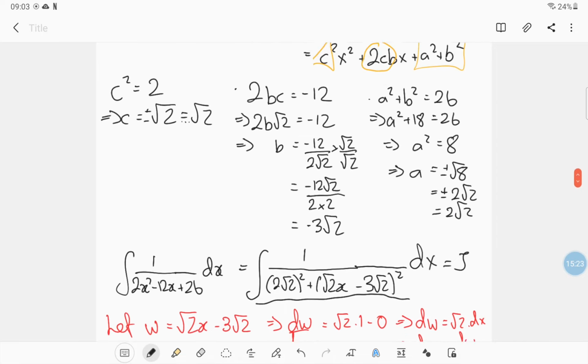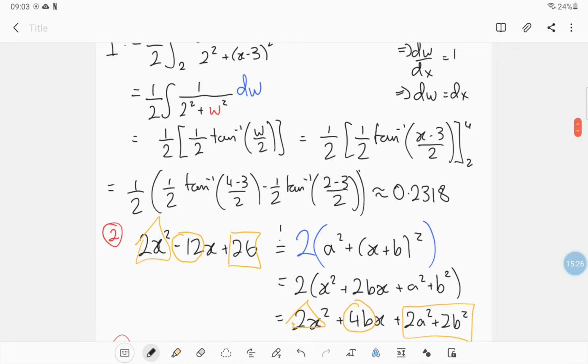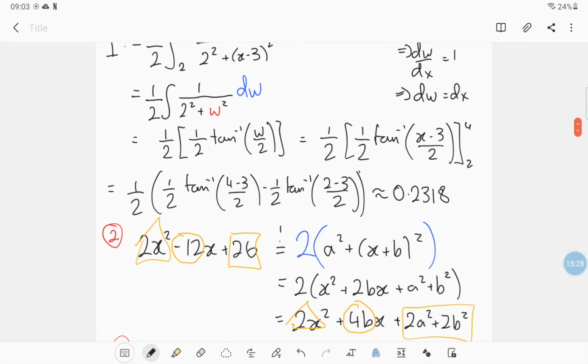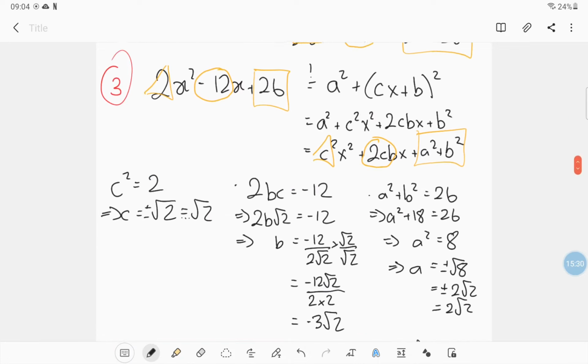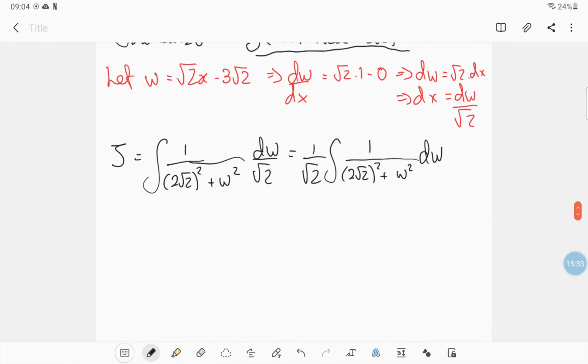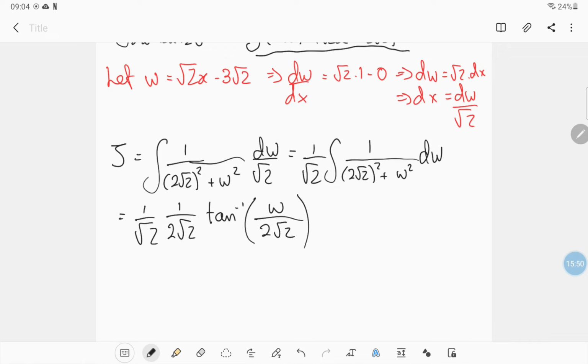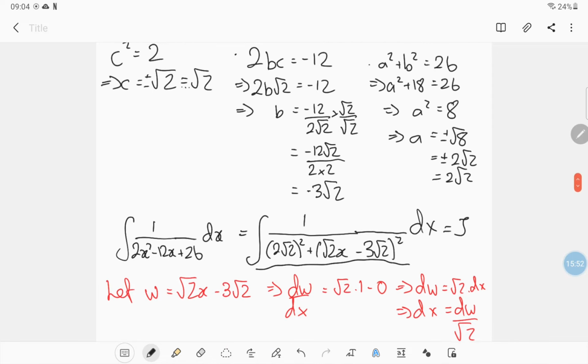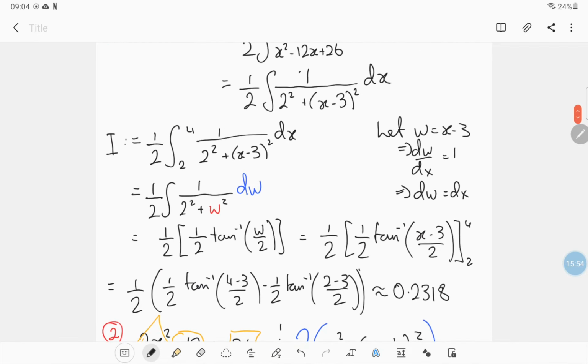We want to see, do we indeed get the same answer? Do we get this 1/4 inverse tan of x minus 3 over 2? That's what we're looking for. So, we're ready to use the formula now. I've got 1 over root 2. Now 1 over a here is 2 root 2, inverse tan w over a, which is 2 root 2. And now we said we want to get 1/4. If we go back, it'd be 1/4 inverse tan of x minus 3 over 2.